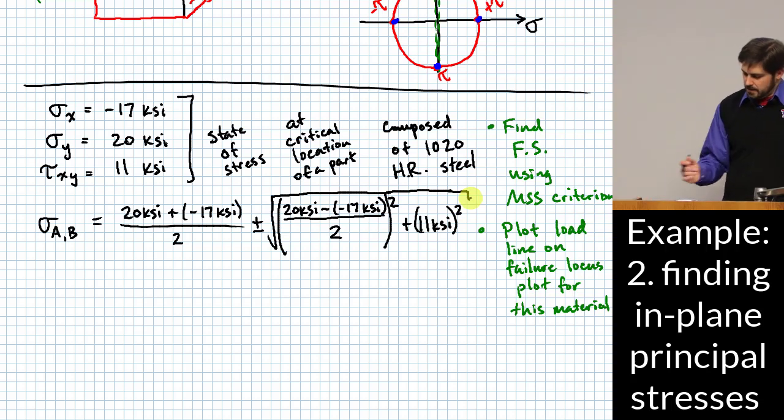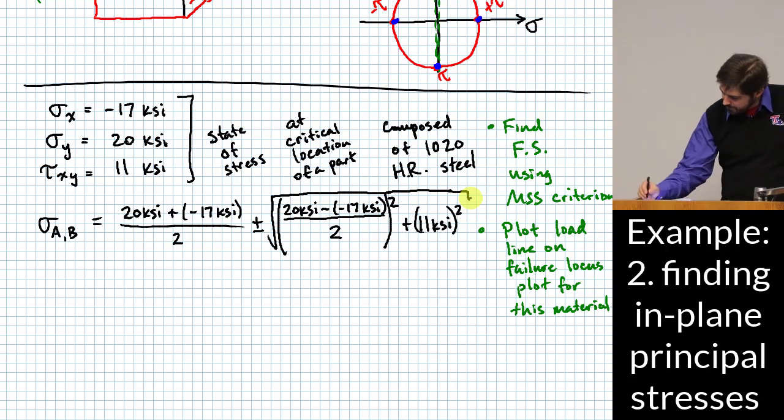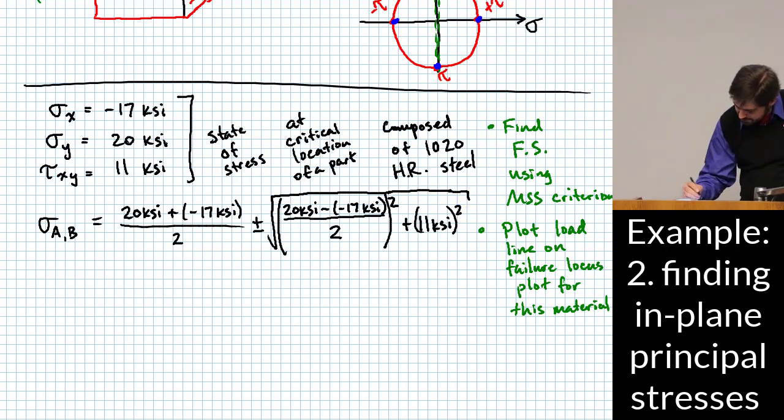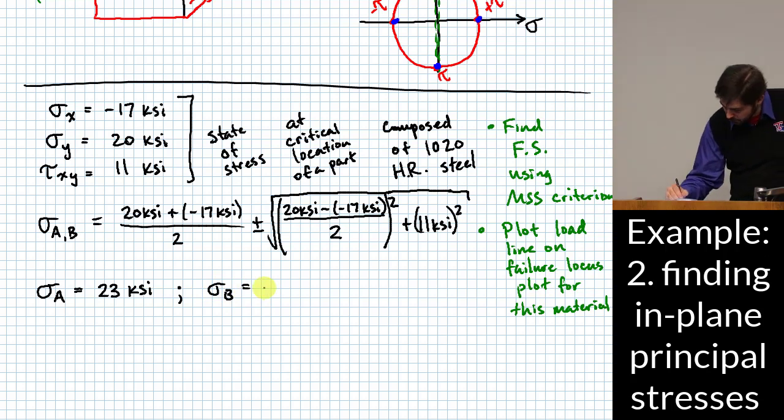To save us the time, what I came up with for this is that sigma A is 23 KSI and sigma B is negative 20 KSI.